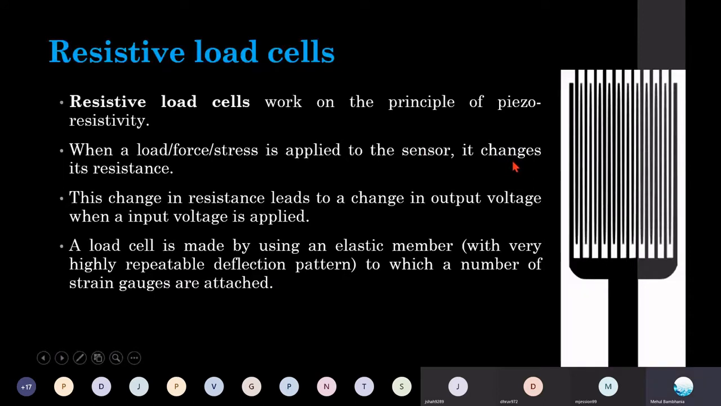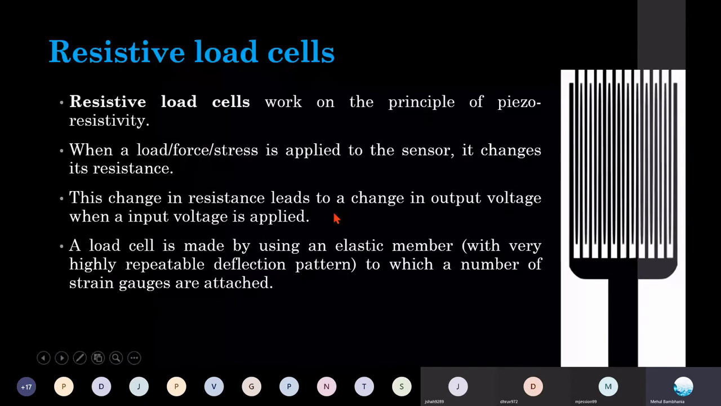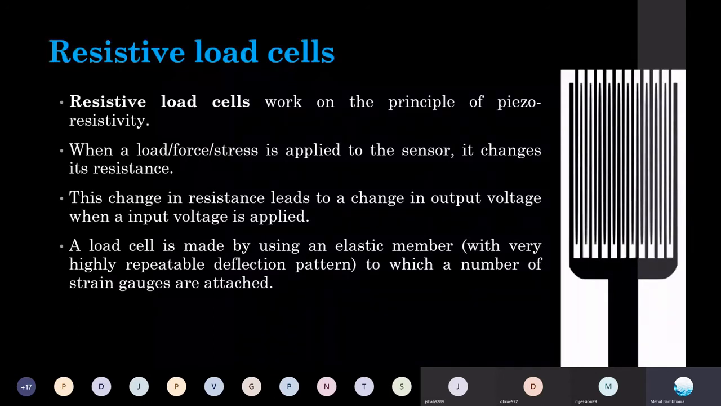Once the resistance changes, that resistance change will affect the voltage output. So on the output side, we have a change of voltage. With the help of the voltage change, we can recognize the change in resistance, and via resistance, we can calculate the amount of force acting on that element. So this is the basic principle.